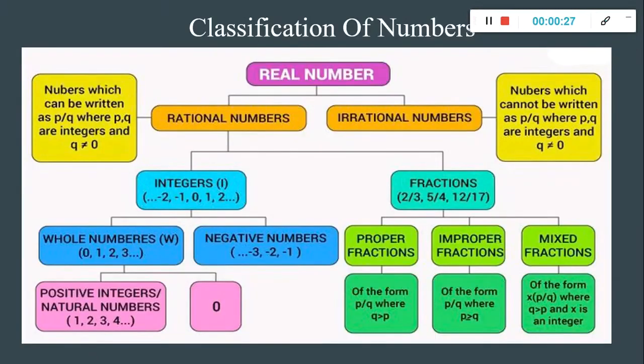Classification of numbers. We have discussed this already in our previous class: numbers are classified into rational or irrational numbers. Rational numbers are further classified into integers and decimals. If we look at integers, they are further classified into whole numbers and negative integers. Whole numbers are further classified into positive integers and zero.